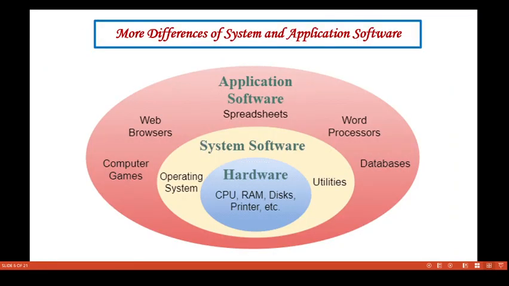These are more differences between system and application software. Again, you can see the hardware components: CPU, RAM, disk, printer. And for the system software, you can see the operating system and utilities manage all these hardware components. So once you have your hardware components, system software can help to manage them. Then application software can be installed and used when the system software is installed in your computer. So these are some other key differences between system software and application software.